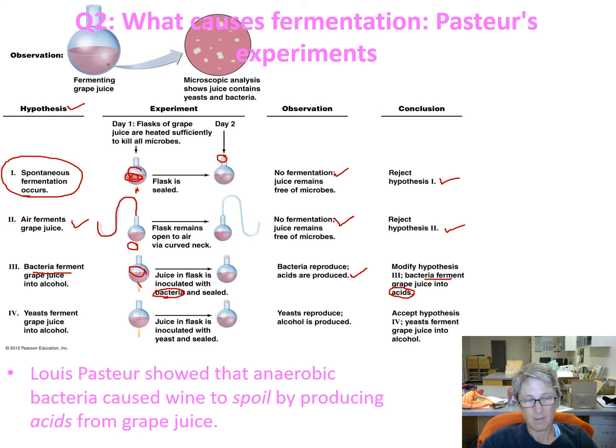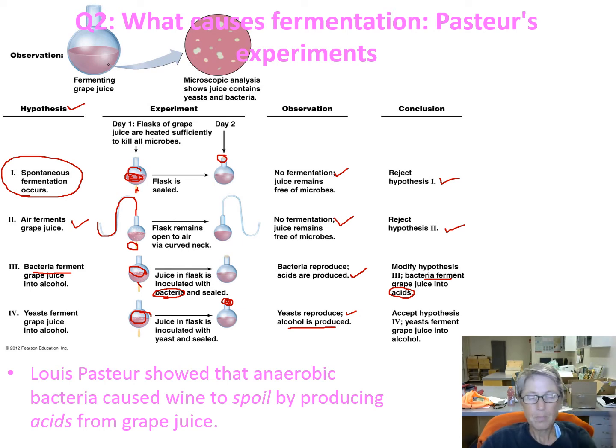Then the fourth experiment they did, so they heat up the wine in the flask, and then they inoculate the juice with yeast, and they seal it so no bacteria or anything else can get in. The yeast can grow and reproduce, and you make alcohol. Woo! We'll accept the fourth hypothesis. Yeasts ferment grape juice into alcohol.